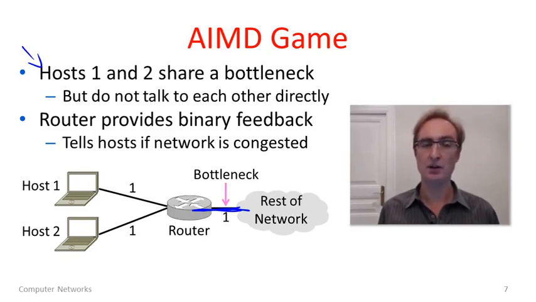They might not even know who the other party is, who they're sharing the link with, if there's just one other person or 10 other people, and so forth. So somehow they're going to have to work out their bandwidth allocation without talking to one another directly. All they have to help them work things out is that the router or the network is going to provide binary feedback, a 0-1 signal to tell the hosts whether the network is congested or not.